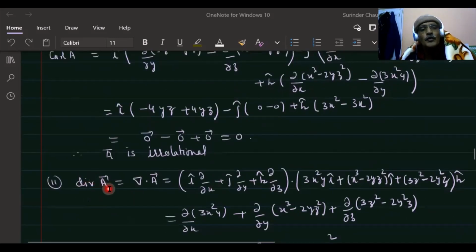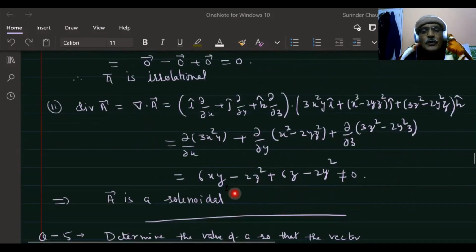Now let's find the divergence of A vector, which is equal to del dot A vector. Substitute the del operator dot A vector. The del dot A vector is equal to the partial derivative of the x component with respect to x, plus the partial derivative of the y component with respect to y, plus the partial derivative of the z component with respect to z. After partial differentiation, we get 6xy, then minus 2z squared, then 6z, then minus 2y squared. Now we can't cancel the factors; this is not equal to 0.